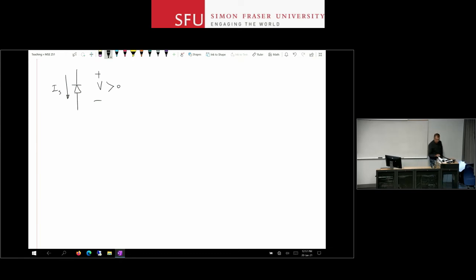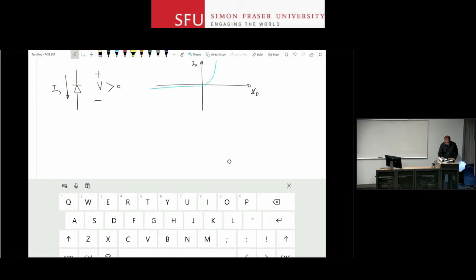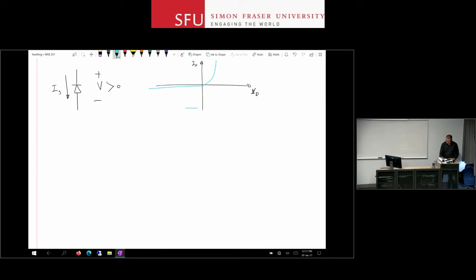When you look at the input-output relationship, ID versus VD, as long as you stay to the left of this VD of 0 volts, you have a current source, right? If you bias your device here, or if you bias it here, for small changes around that point, you effectively have a current source. The current doesn't change. What is the problem here?